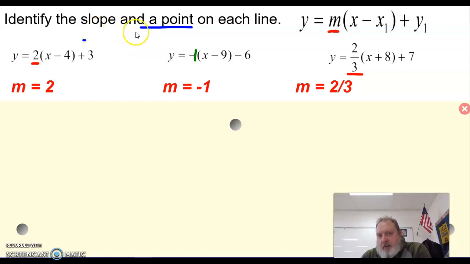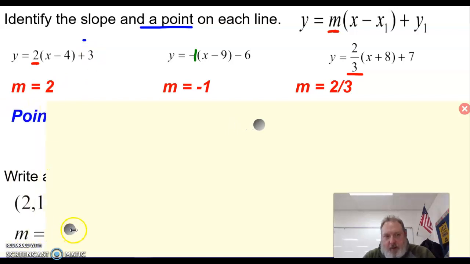Second thing says identify the slope and a point on each line. So our point is this x1, y1. And again, when we identify our point, we're going to do the opposite sign. So whatever sign it is in parentheses, we are going to do the opposite. And the y value, whatever sign is out here, that is what it is. So for our very first example, our x value is going to be the opposite of this, which is positive 4. Our y value is going to be 3.